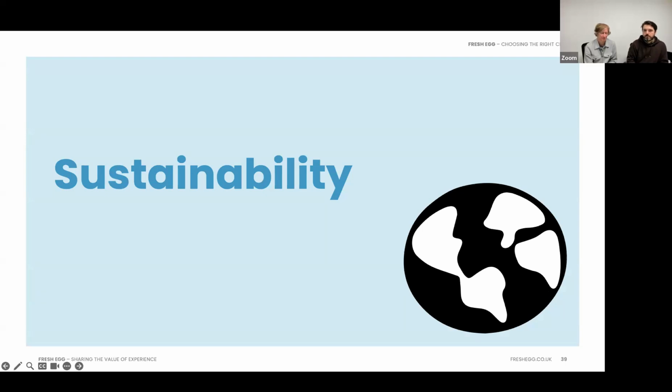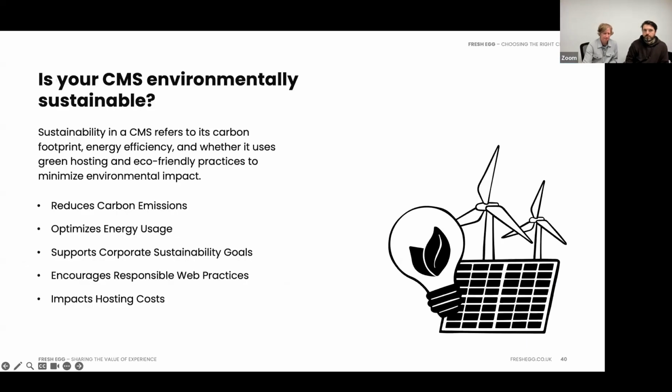Sustainability has obviously been big on the agenda for a while, and it's definitely coming up more and more when we speak to our clients, who are often asking questions around sustainability. So is your CMS environmentally friendly? We need to tie the CMS in here with how the website's being delivered. Basically, it's your carbon footprint. And in a couple of slides, I'll show you there are some frameworks now for how you can measure the impact of your website.